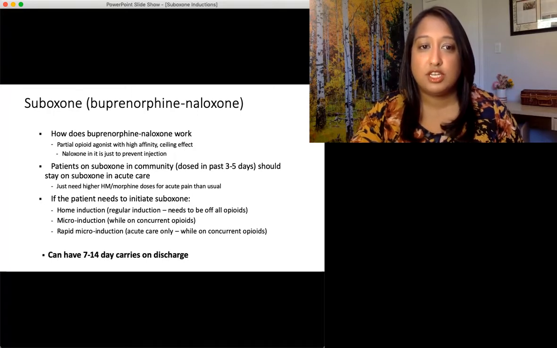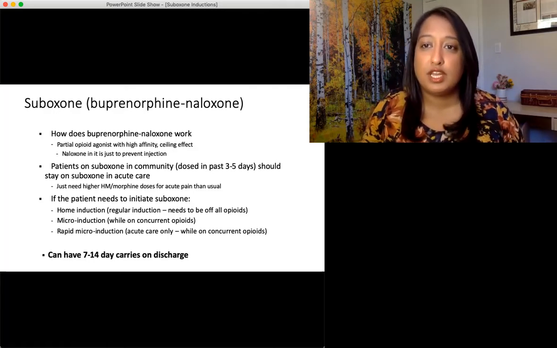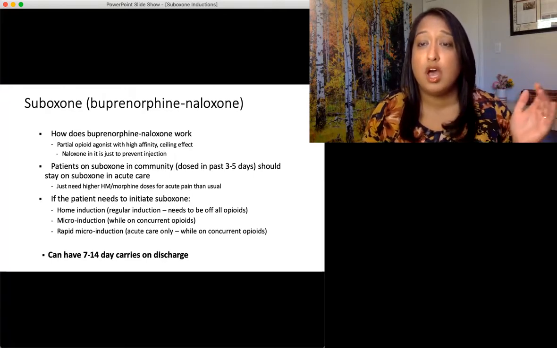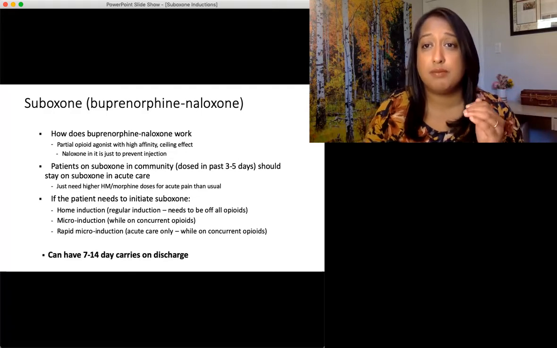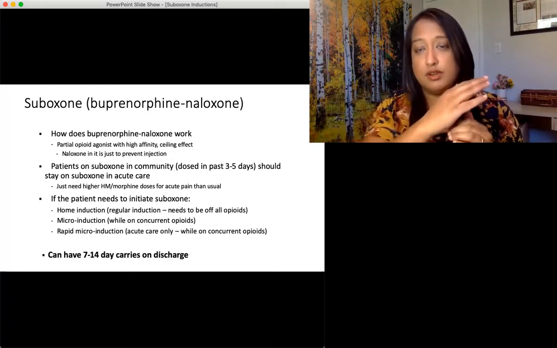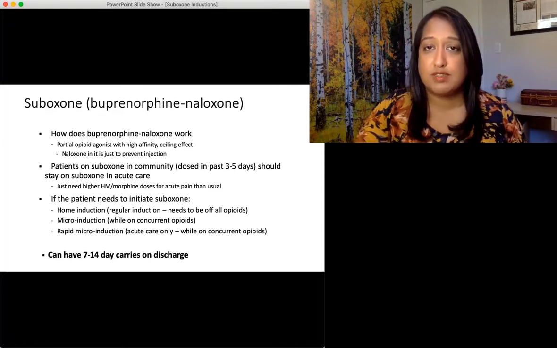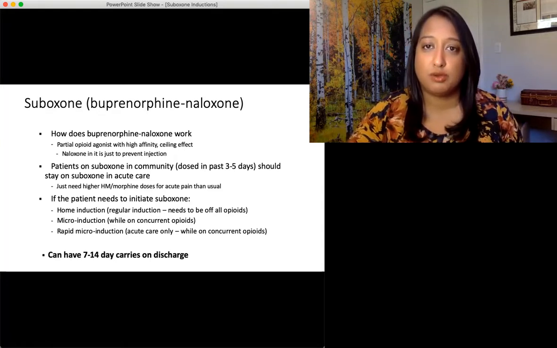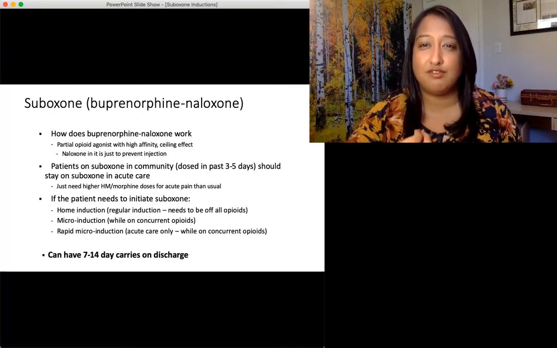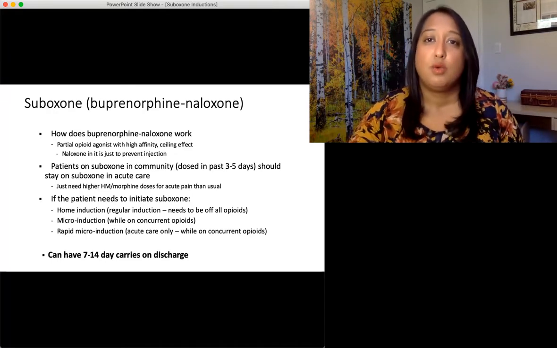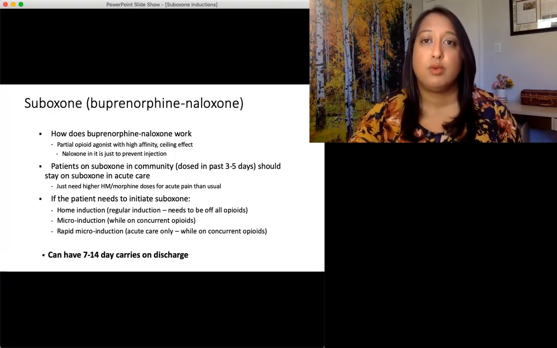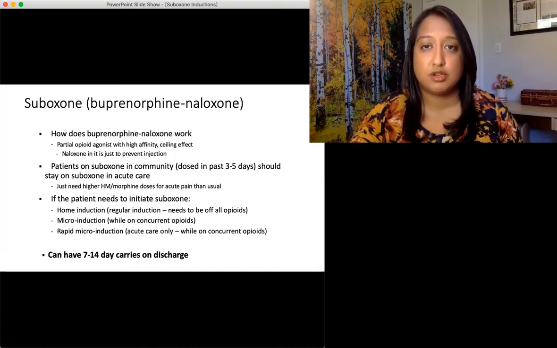If the patient needs to initiate Suboxone, there are lots of different ways to do it. The reason Suboxone is tricky to initiate is that the buprenorphine has such a high affinity to the opioid receptors that if there's other opioids on board, so hydromorph or fentanyl, the buprenorphine comes and kicks those other opioids off of the receptors. And that causes what we have termed precipitated withdrawal, which is this instant, severe, very bad opioid withdrawal. We want to avoid that at all costs. So we are going to try our best to make sure that that does not happen. And that's why the induction of Suboxone is tricky.